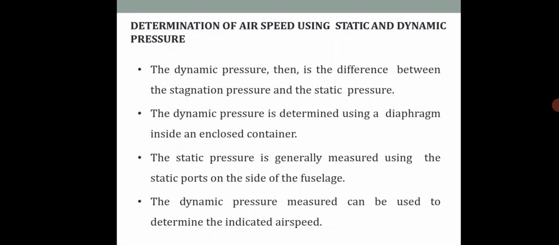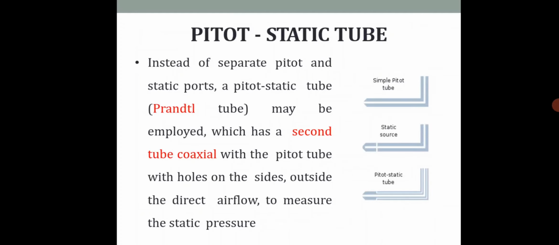So that is also used to measure or determine the indicated airspeed. You can see, as I already told, this Pitot static tube is actually bent at 90 degrees. So instead of separate Pitot and static ports, a Pitot static tube, that's called a Prandtl tube, can also be used. It will have a second tube coaxial with the Pitot tube.